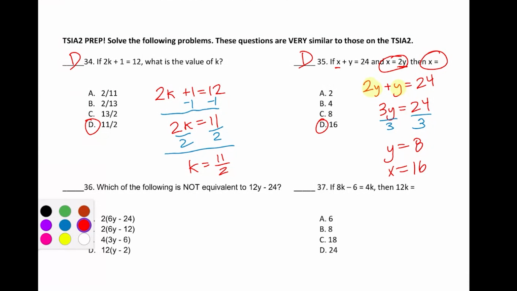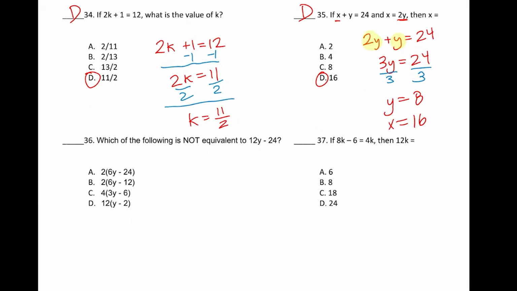Now you can check your answer here. It says x plus y is going to be 24. Well, 8 plus 16 is 24, so that works. And also x has got to be 2 times y, and 16 is 2 times 8, so that checks out as well. Just make sure you're reading that question carefully.